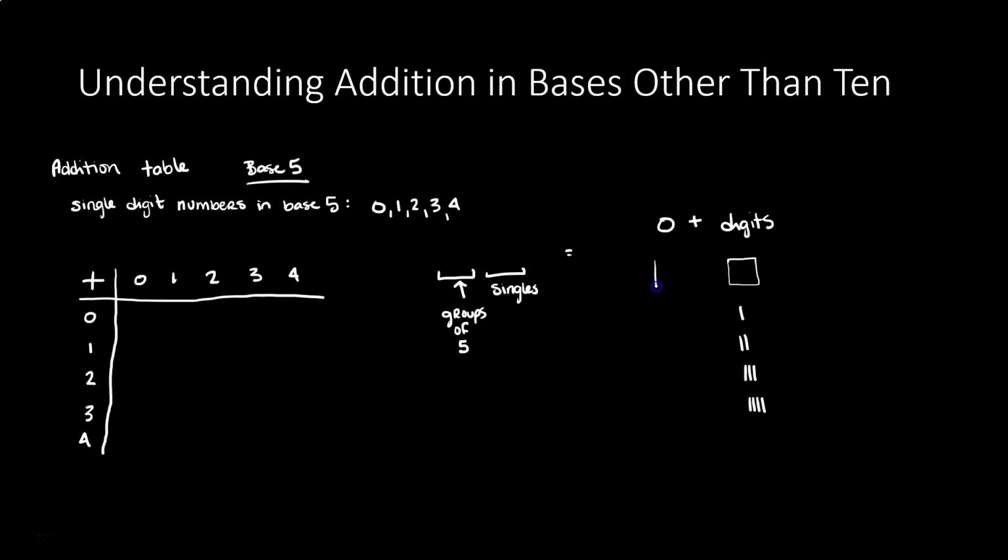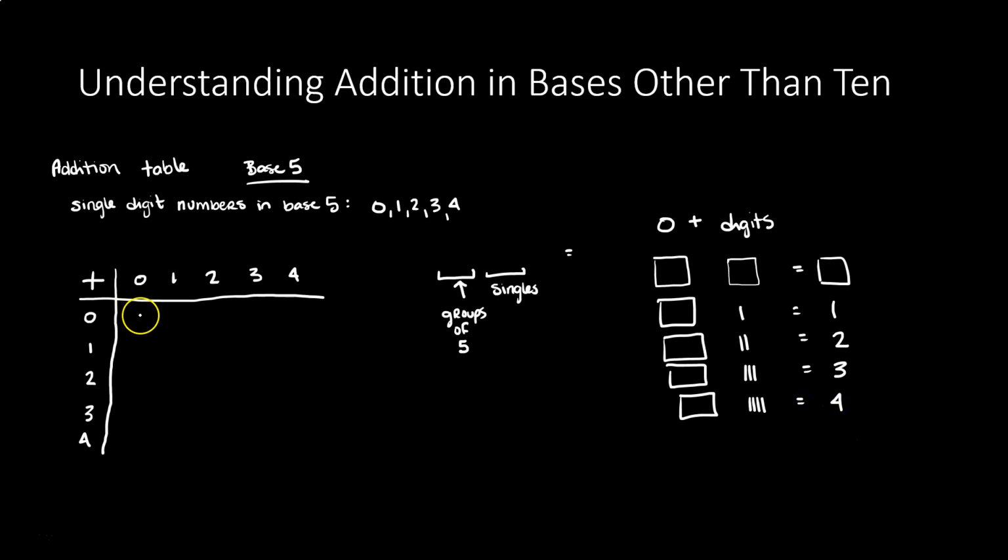And we're adding 0 to each one of them. Remember that 0 is the additive identity, meaning that when we add 0 to a number, it does not change the identity of that number. So 0 added to 0, that's still 0. 0 added to 1, that becomes 1. 0 added to 2, that becomes 2. 0 added to 3 stays 3, and 0 added to 4 stays 4. We can enter all of those in the first row.